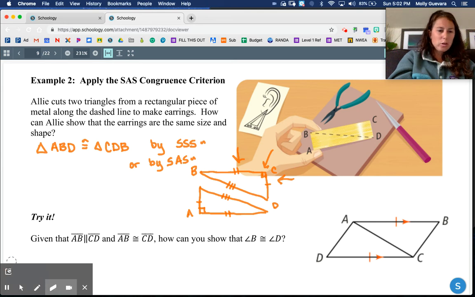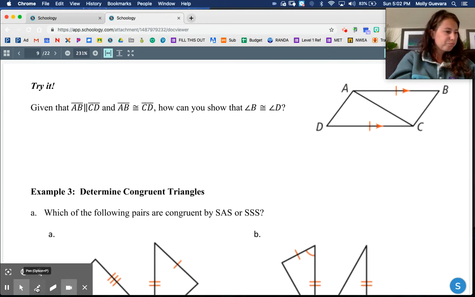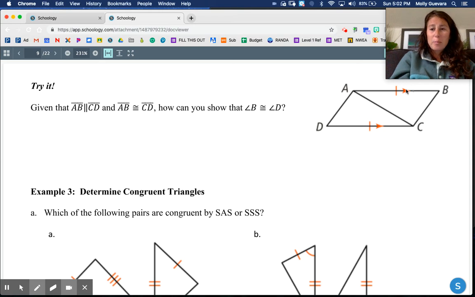Okay, let's try one more of those together. So let's look at this one. Again, it says given that AB and CD are parallel, so I have the arrows, and AB and CD are congruent, how can I show that B and D are congruent? So again, I'm going to draw these two triangles separately. I'm going to separate them just like that.